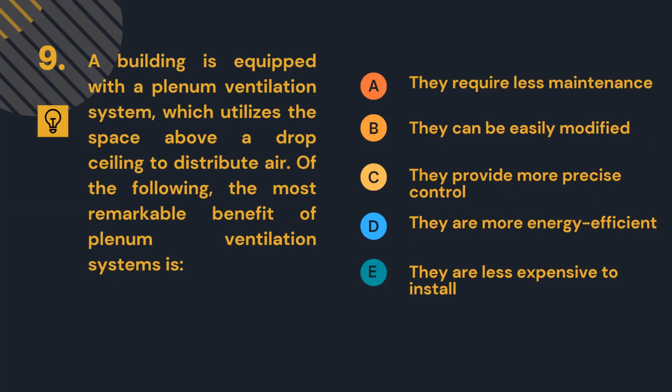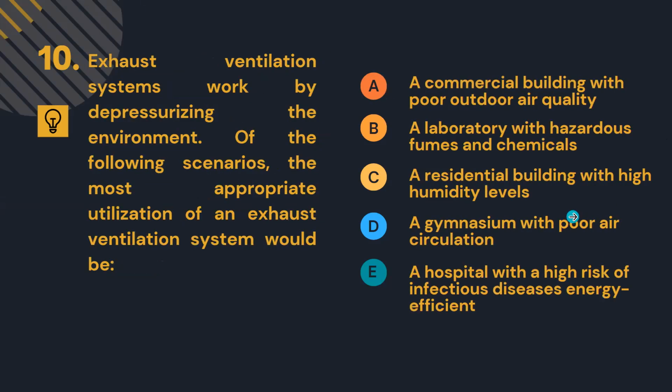A building is equipped with a plenum ventilation system which utilizes the space above a drop ceiling to distribute air. Of the following, the most remarkable benefit of plenum ventilation systems is: A, they require less maintenance; B, they can be easily modified; C, they provide more precise control; D, they are more energy efficient; and E, they are less expensive to install. So the answer is C. Yes, the answer is C. They provide more precise control.